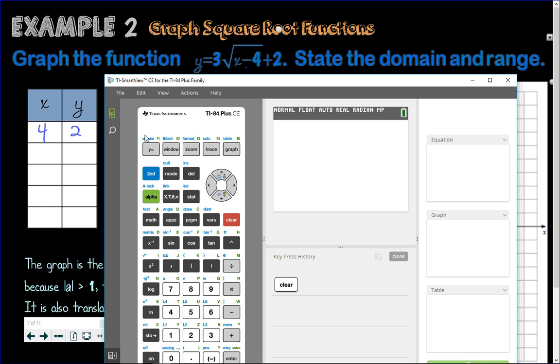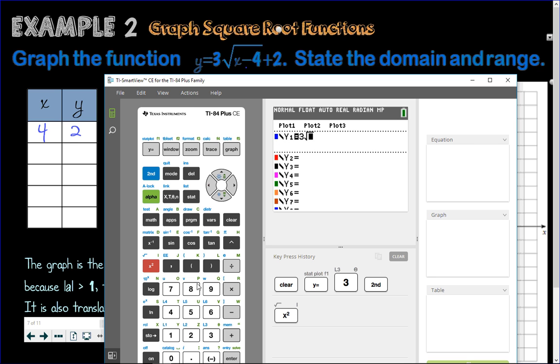Now to do this, which button do I hit first? Y equals. Okay, that gets me to this window here. Now Y1, what's this little 1 mean? That's the first equation, right? Because I can do a system, I can do multiple equations. So my first number is going to be 3. And then I'm going to go second, hit the square root button. Okay, and then alpha, which is this button here. And then minus 4. Now make sure you bring your cursor out. And then you got plus 2.